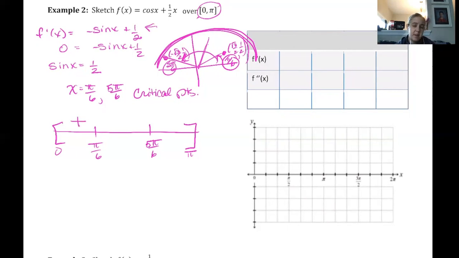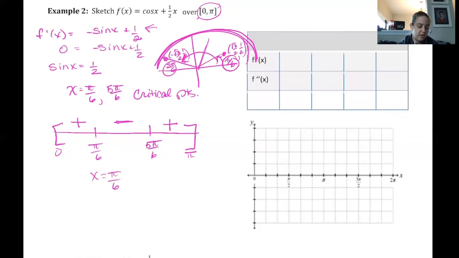Between pi over 6 and 5 pi over 6 is pi over 2. So sine of pi over 2 is 1, but a negative 1 plus 1/2 makes this a negative. And greater than 5 pi over 6, I'm going to use that pi value. Negative sine of pi is 0. 0 plus 1/2 is a positive. So x equals pi over 6, if I go from increasing to decreasing, is a maximum. x equals 5 pi over 6, if I go from decreasing to increasing, is a minimum.